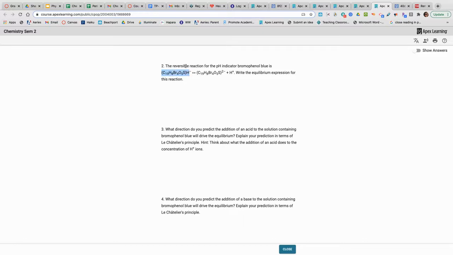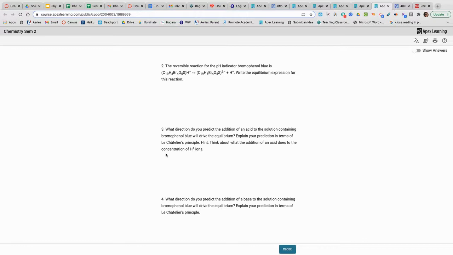Is this equilibrium going to shift towards the products to make more product, or towards the reactants to make more reactant? Remember, Le Chatelier's principle says the equilibrium will shift to undo the change. So if you add more acid, which is this substance here, how will the equilibrium shift to use up the extra acid that you've added?